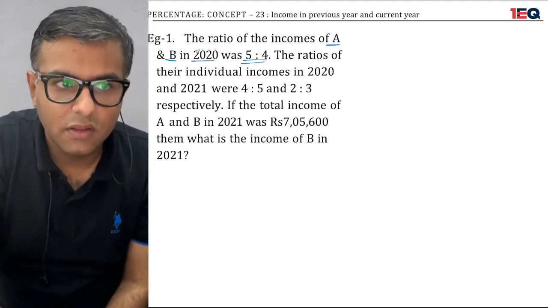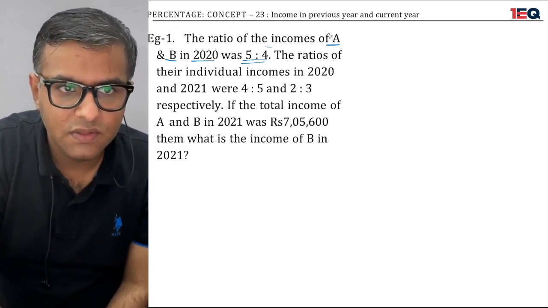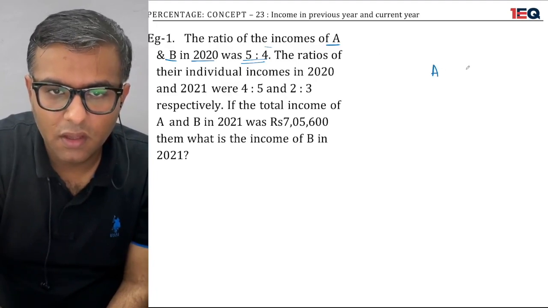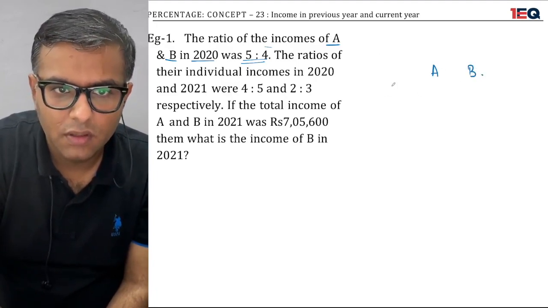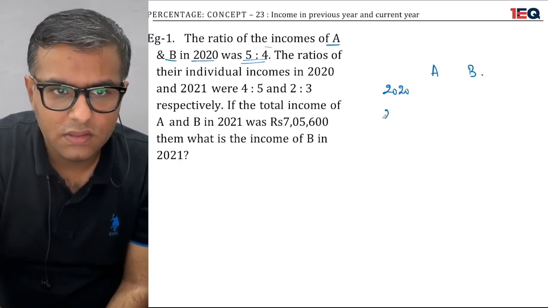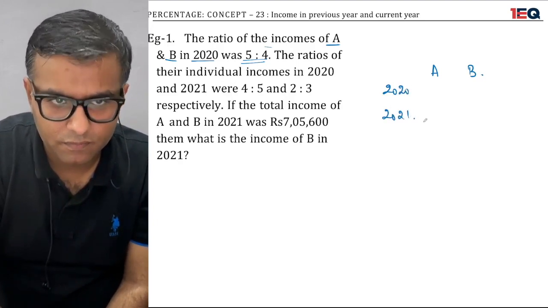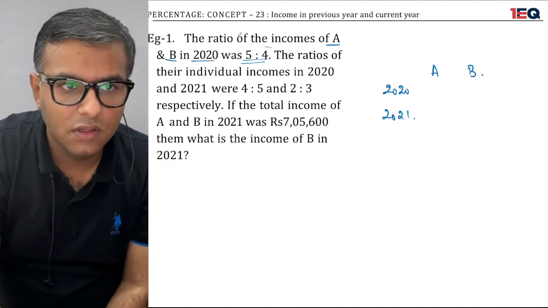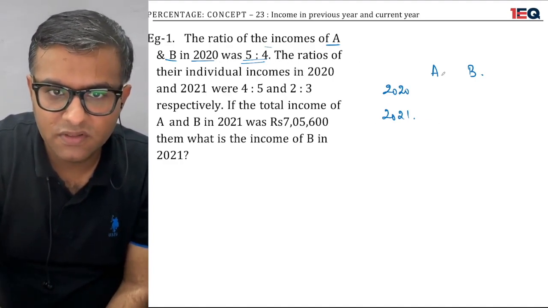Okay, the ratio of the income of A and B in 2020, this is A and this is B, this is 2020, this is 2021. Okay, the ratio of income of A and B in 2020 was 5 is to 4.